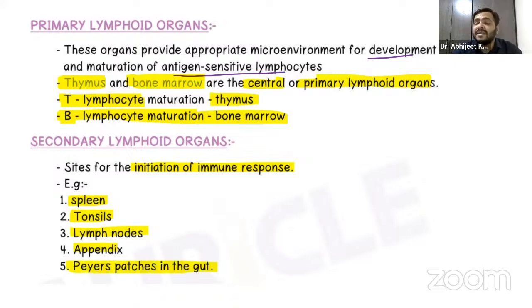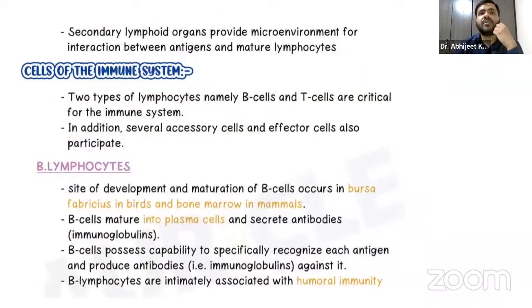So the primary lymphoid organs are only two, guys. Remember the thymus and the bone marrow. In the thymus, maturation of T lymphocytes takes place. In the bone marrow, it is the B lymphocytes that get matured. Secondary lymphoid organs, the examples are spleen, tonsils, lymph nodes, appendix, and the Peyer's patches of the gut. Secondary lymphoid organs provide a microenvironment for interaction between the antigen and the mature lymphocytes.